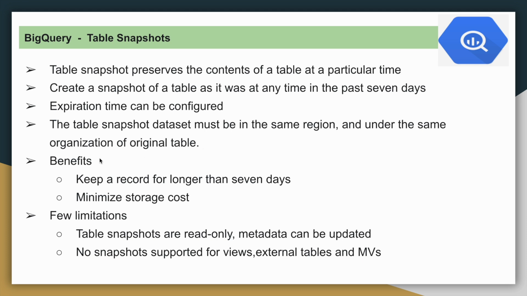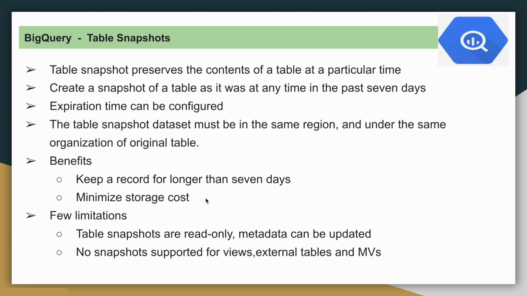And also, what are the benefits? As I already told, with time travel you can always go back and refer to the previous 7 days of data. If you have to retain the data for more than 7 days, you will have to use a table snapshot. That means you will be creating a snapshot every day or at your specified timestamp, right? You will keep on taking snapshots of a particular table so that you can retain or back up the data for more than 7 days, right? And also minimizing the storage cost.